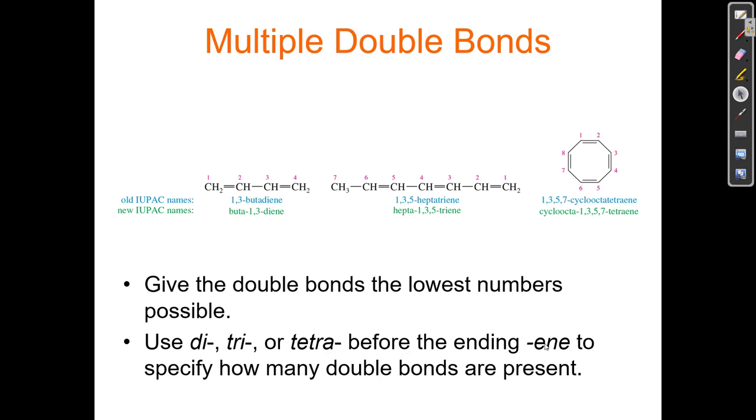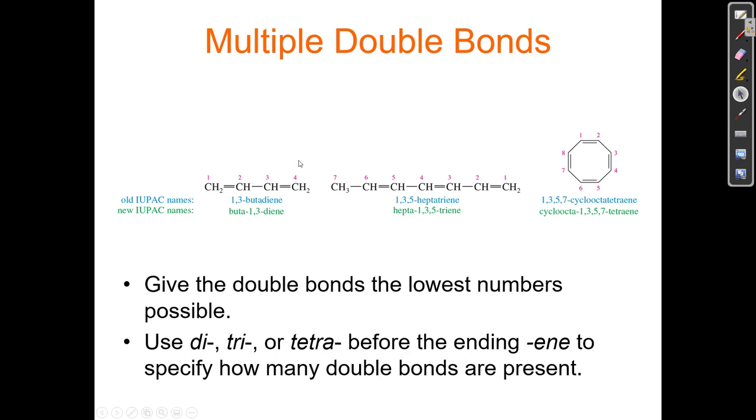Okay, when I have multiple double bonds, then I have to give each of them a number. So if there was only one double bond, I'd call this but-1-ene in the new name, or 1-butene in the old name. But if there's two double bonds, then I have one that's between carbon one and two, and I have another double bond here that's between carbon three and four. I have to indicate that there's two double bonds.